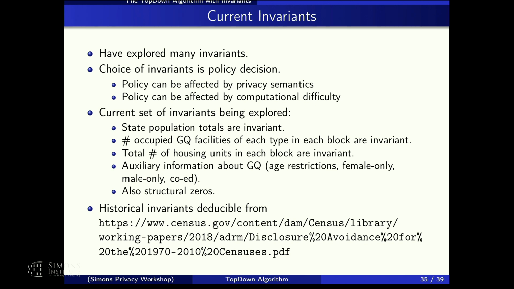The current set of invariants that we are looking at right now is that the state population totals are invariant for the purposes of apportionment. The number of occupied group quarters facilities of each type, so the 28 types, in each block is invariant. The total number of housing units is invariant. So some of them might be vacant, some of them might be occupied, but the total is invariant. And then we have some auxiliary information about group quarters. Some of them have age restrictions, for example, nursing homes. Some of them have sex restrictions, like female-only, male-only, or co-ed. And then we have a bunch of structural zeros, like the ones I mentioned earlier.